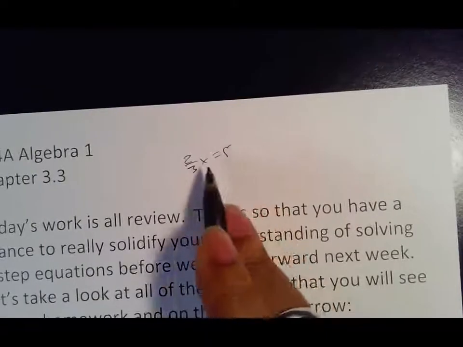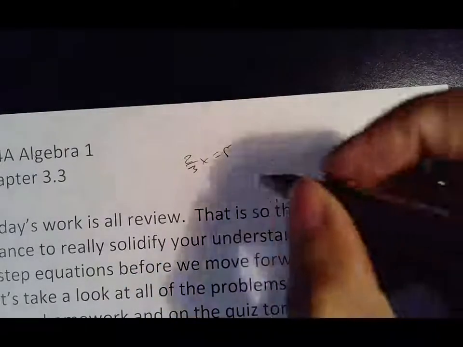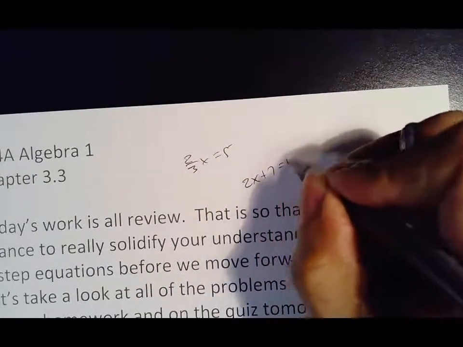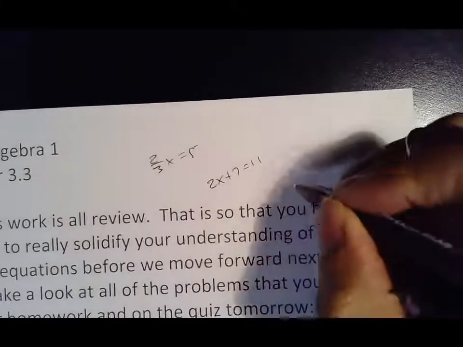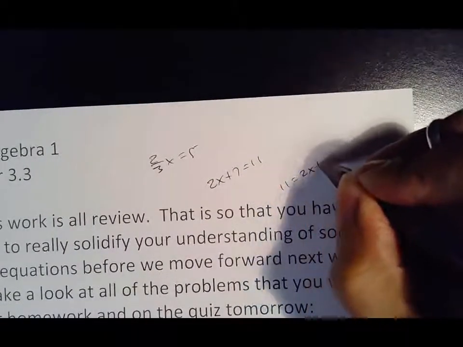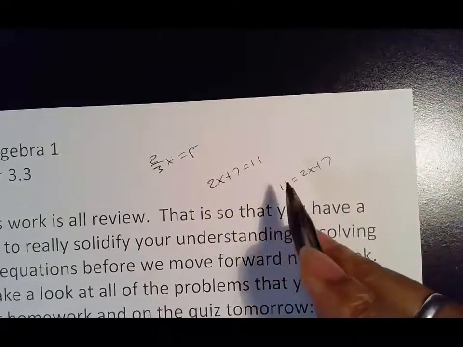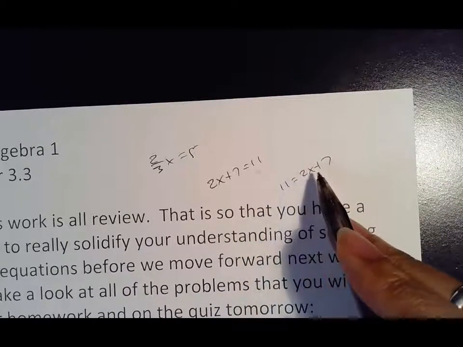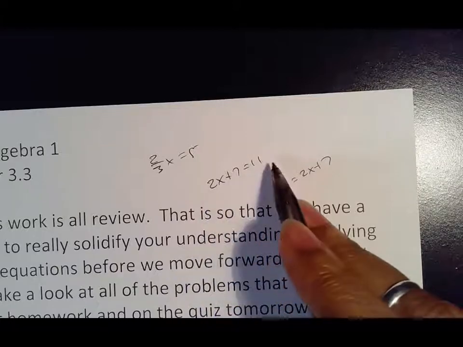I didn't even move it to the other side. I kept that the same. Like solving problems like 2x plus 7 equals 11. And solving problems like 11 equals 2x plus 7. Again, the only difference between these 2 is that the 11 is on the left here and x is on the right, whereas here x is on the left and 11 is on the right.